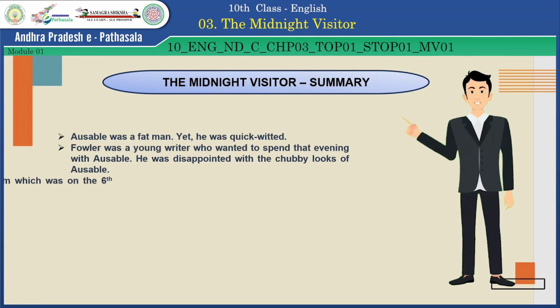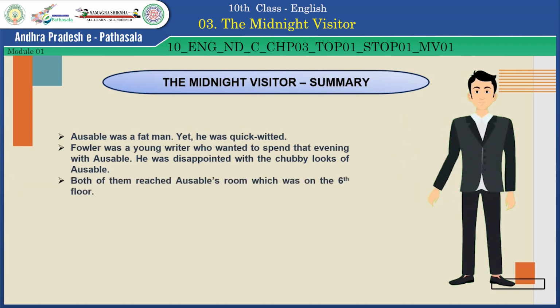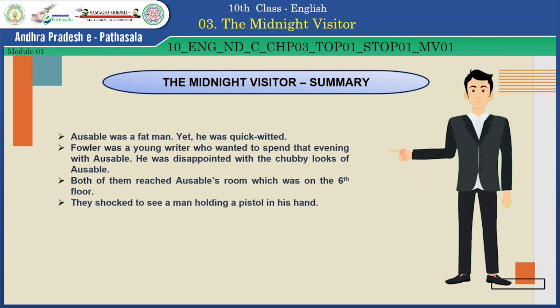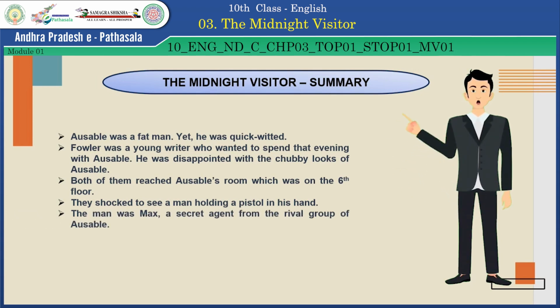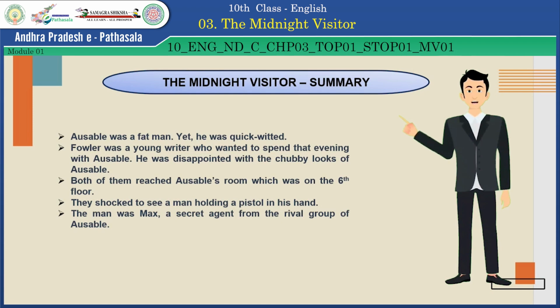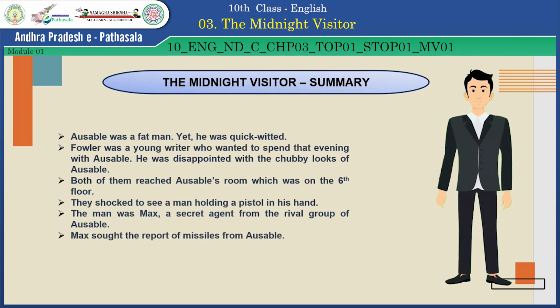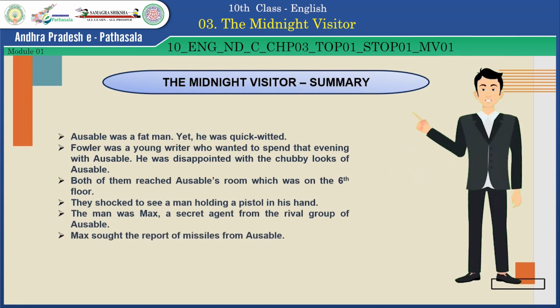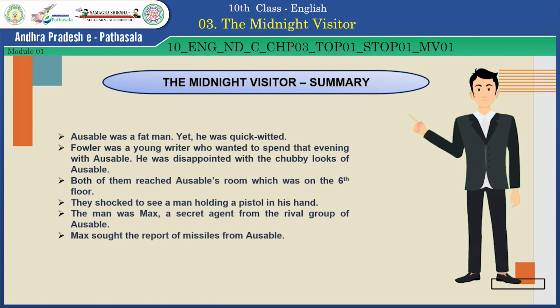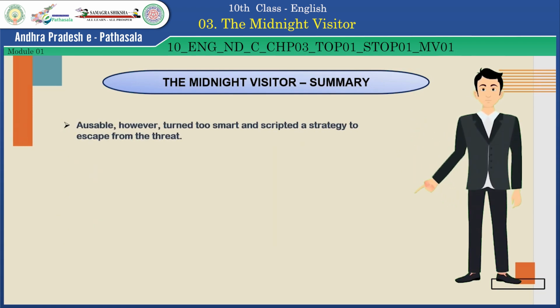Both of them reached Asabel's room, which was on the 6th floor. They were shocked to see a man holding a pistol in his hand. The man was Max, a secret agent from the rival group of Asabel. Max sought the report of missiles from Asabel. Asabel, however, turned too smart and scripted a strategy to escape from the threat.